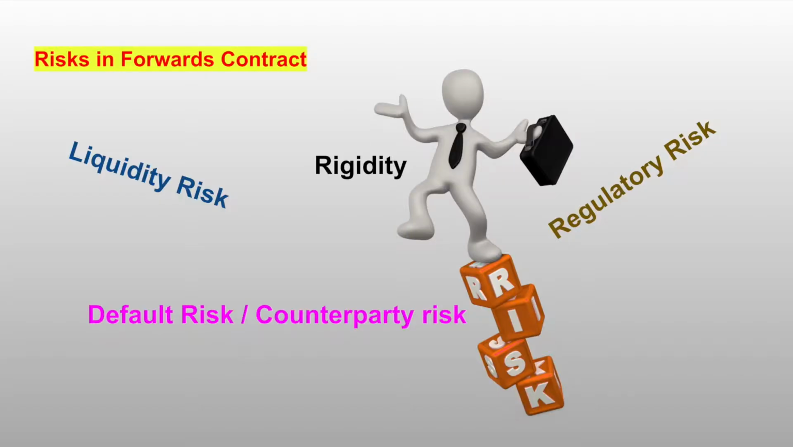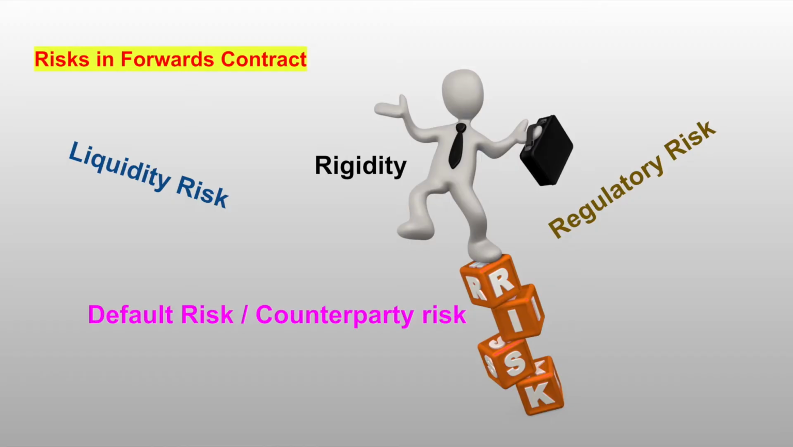The regulatory risk. The forward contract agreement is executed by mutual consent of the parties involved, and there is no regulatory authority governing the agreement. In the absence of a regulatory authority, a sense of lawlessness creeps in, which in turn increases the incentive to default.